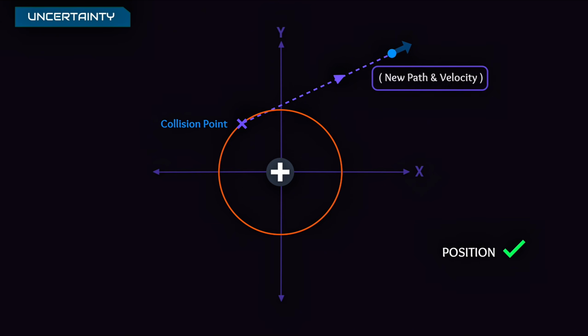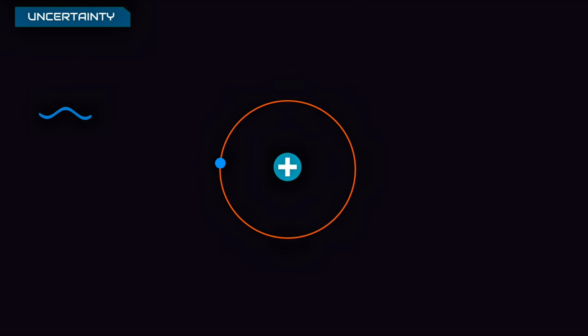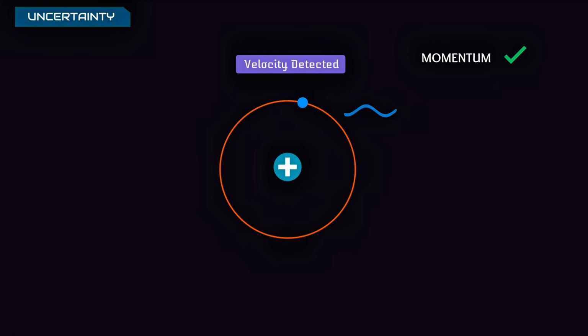However, the collision changes the electron's momentum. It alters the electron's velocity. So in this scenario, we can't accurately measure the electron's momentum at the moment of the collision. This leads to uncertainty in the electron's momentum. Similarly, when a low-energy photon collides with an electron, we can determine the electron's momentum, but it becomes impossible to accurately determine its position. And also, high-energy and low-energy photons can't collide with a single electron at the same time.